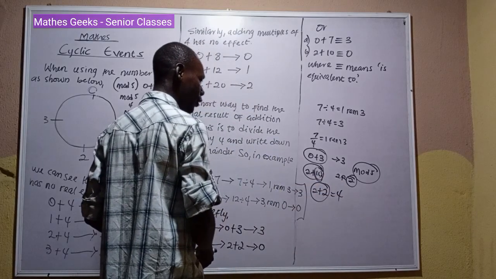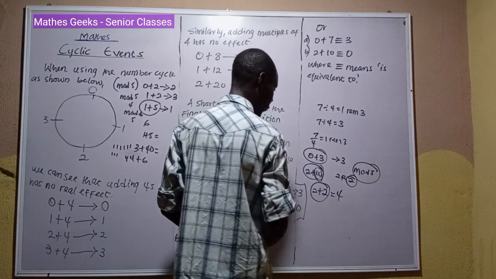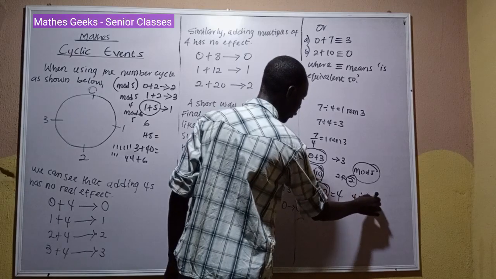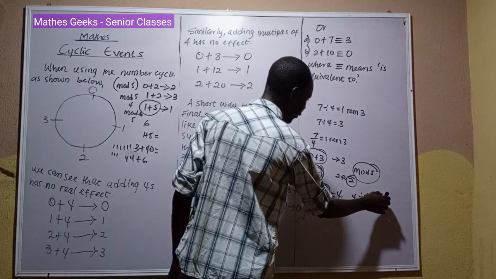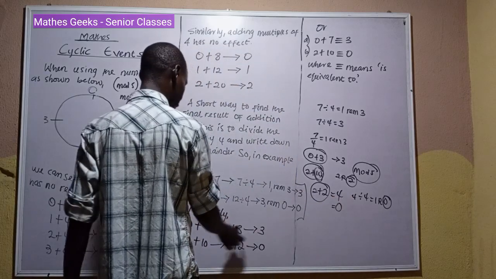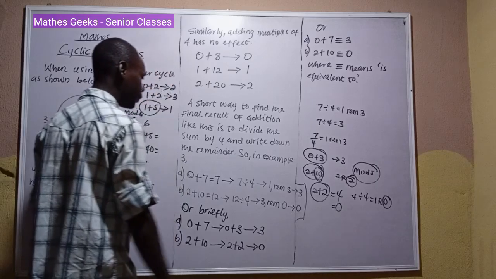Now you are carrying out your addition in mod 5, where the highest number is 4. So 4 divided by 4 is equal to 1 remainder 0. So this is what we are going to take here. So our answer will be 0. So that's why 2 plus 10, 2 plus 2, gives 0.